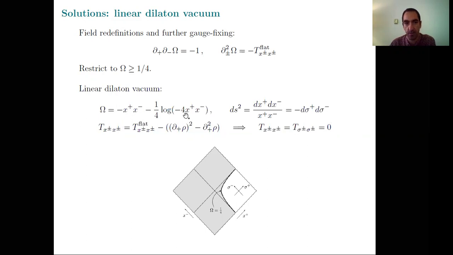But in terms of the omega field, it looks like this. Here I've drawn the ordinary 2D Penrose diagram for flat space. You can sort of unfold it, and it's this full diamond. And omega equals 1/4 is this time-like curve that sits here.